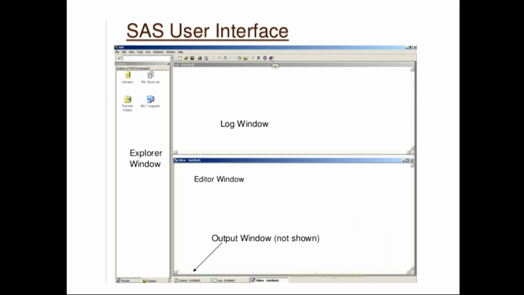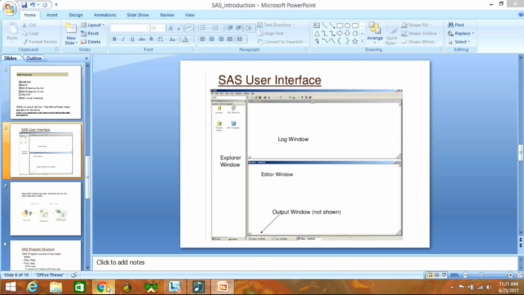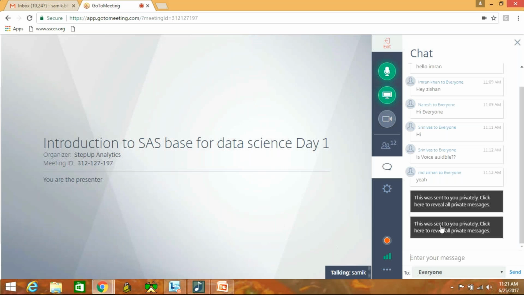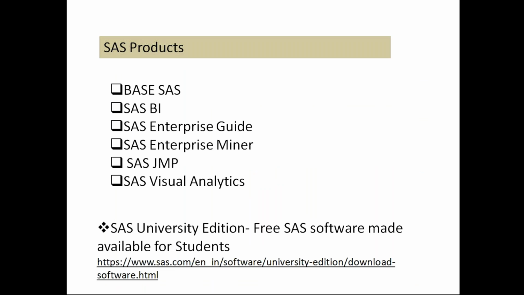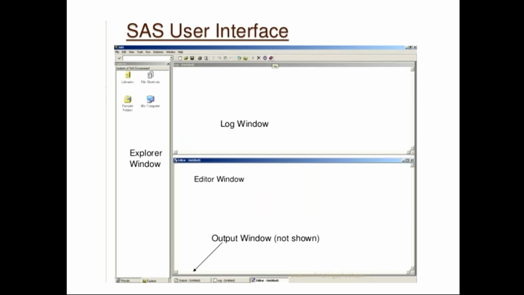And this is just to give you an idea of how the SAS interface looks. This is basically Base SAS. We were talking about different kinds of SAS products, and this one is the Base SAS interface. The Base SAS interface has an editor window, which is for your coding purposes. This is where you write all the SAS code.